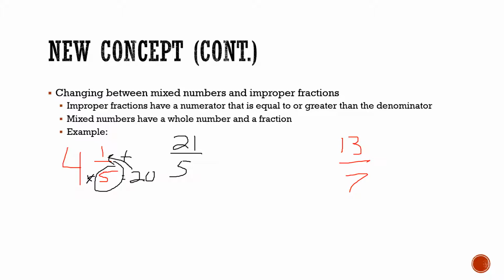Over here, we're going the opposite way. So we're actually going to turn this into a division problem, because that's what a fraction really is. We're going to do 13 divided by 7. So 7 goes into 13 once. And then instead of writing a remainder, we're going to write our remainder over our divisor, our number in front. So 1 6/7 and 13/7 are the same number, just written differently.